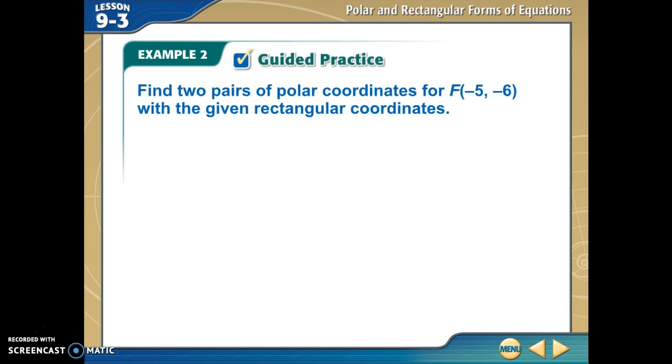All right, you need to try this one. I would suggest that you plot it first. So you're going to go back 5 and down 6. So you should be in that third quadrant. Find your distance using the Pythagorean theorem, and then use a tangent inverse to find your angle, and then add or subtract multiples of that to get other angles.